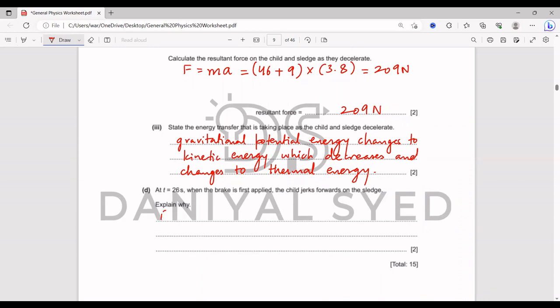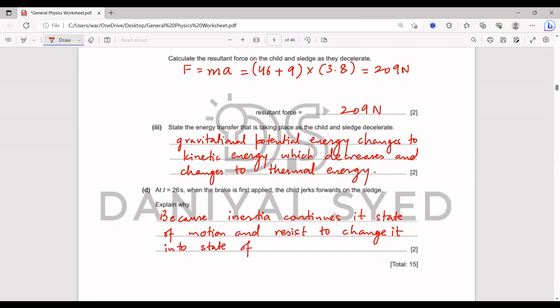Why? Because inertia continues its state of motion and resists the change into a state of rest.